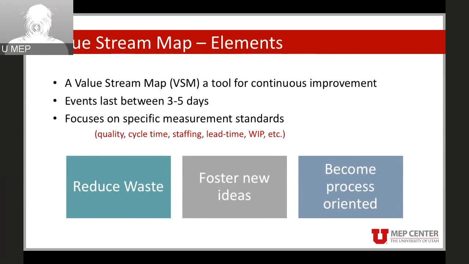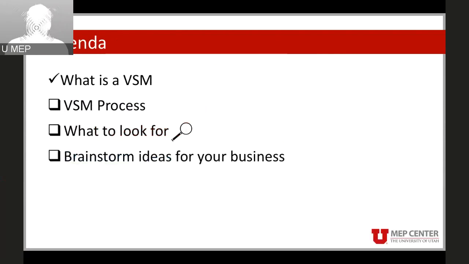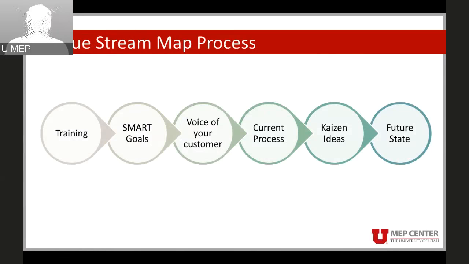Overall, a value stream map is going to be key in reducing waste, fostering new ideas, and helping your organization become more process-oriented. We deal with a lot of clients where their process is more product-centric. They're kind of like a job shop maybe, or they're focused on just getting the next item out the door. This exercise can help clients to become more process-oriented. Like I mentioned earlier, where a value stream map gets its name is that you're always looking to add value for your customer. So that goes over what a value stream map is. When we look at the process and the steps that we follow, it starts with some training.